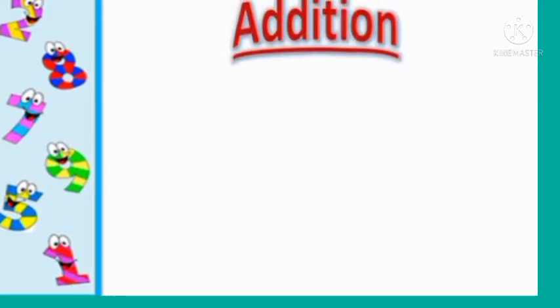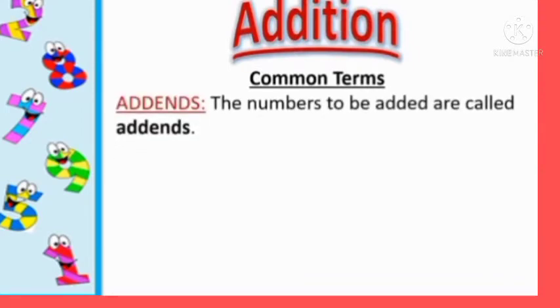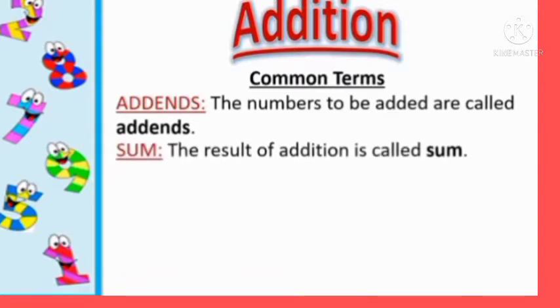The first basic operation of mathematics is addition. Let's see common terms used in addition. Addends. The numbers to be added are called addends. Sum. The result of addition is called sum.